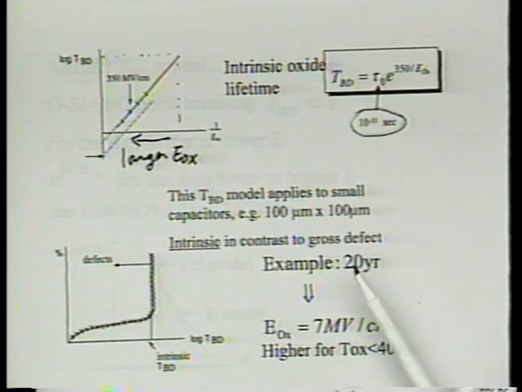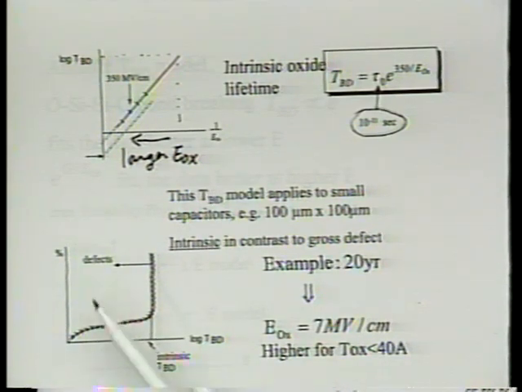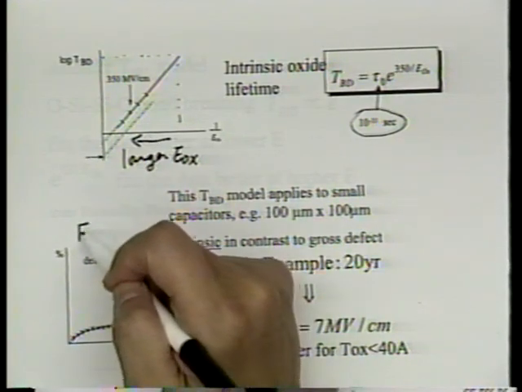Let's look at this example here. This is an example where you take, let's say, 100 sample capacitors, but they are not small in size. They're fairly large. If you do that, you can find that for a fixed oxide field, this plot is fixed EOX.